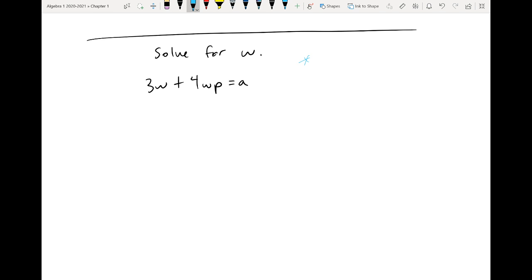We're going to collect any term with a w on one side. Luckily, in this problem, that's already done for us. All the terms with a w in it are right here, 3w and 4wp. In order to get w by itself, what we can do is we can factor out that w. So the w is going to come out.